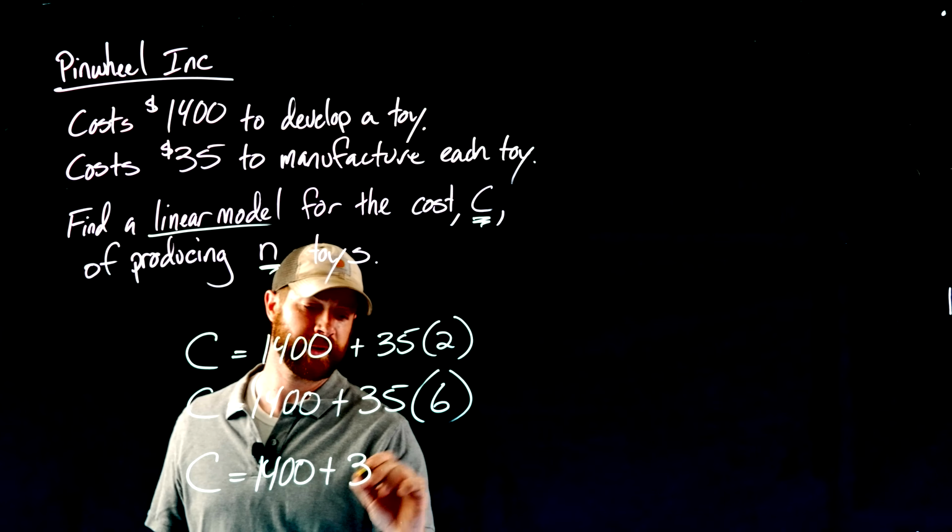If you think back to general linear models, this makes sense. This $1,400 is like a starting amount. We would consider that like a vertical or y-intercept. It'd actually be a C-intercept in this case. And then the 35 is the slope, meaning for every toy that you produce, the cost is going to go up by 35. And so that feels right.